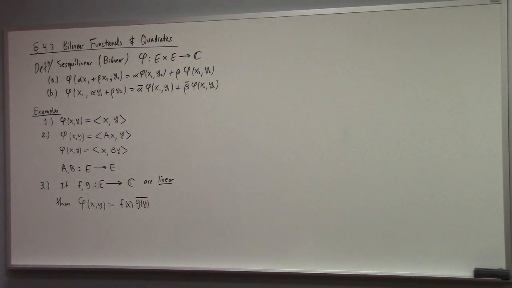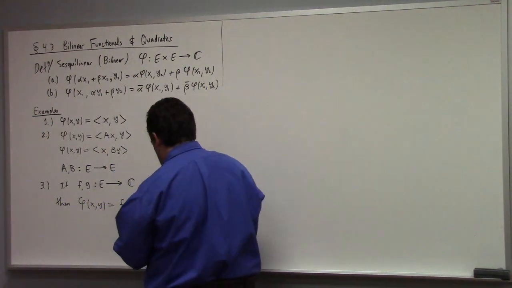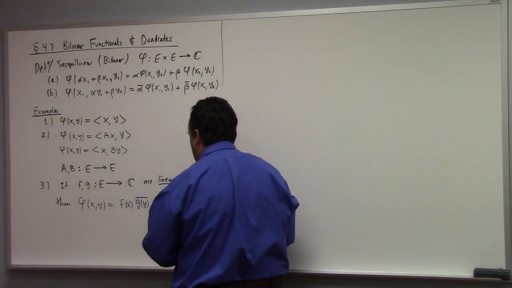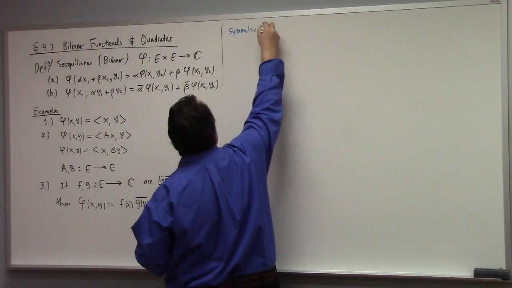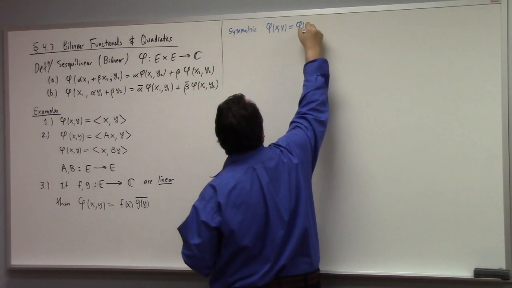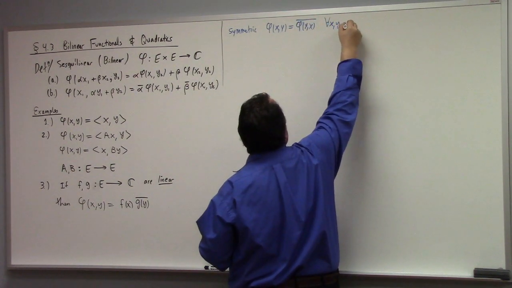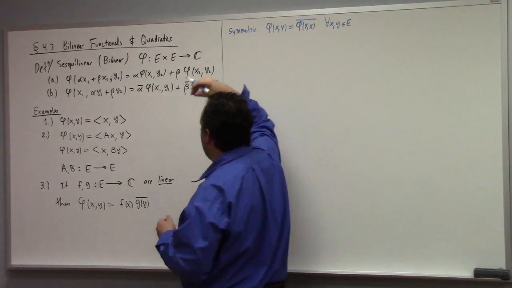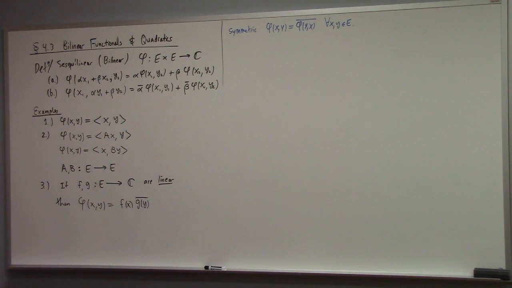So there's further definitions. So symmetric means that phi of xy is equal to phi of yx conjugate for all x and y in E. So symmetric, if you're working in the real context here, reduces to just phi of xy equal to phi of yx, right?